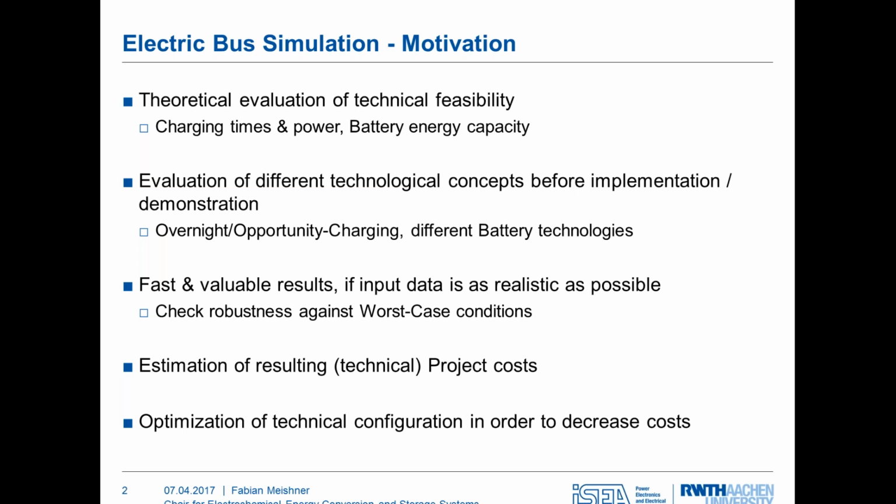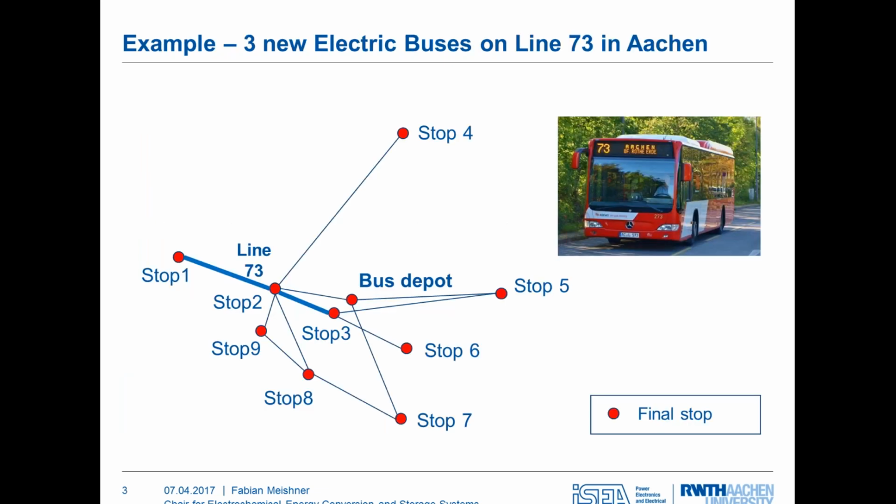A next point is that we can, via our simulation, estimate the resulting technical project cost. Technical means that there's more a focus on all the relevant equipment and less on the personnel. I will clarify that later. So you can beforehand estimate what it will maybe cost. And one specialty of our simulation is that we can optimize the technical configuration in order to decrease those costs and to find in the end the best technical solution. Yes, I want to show you everything and how it works with an example.